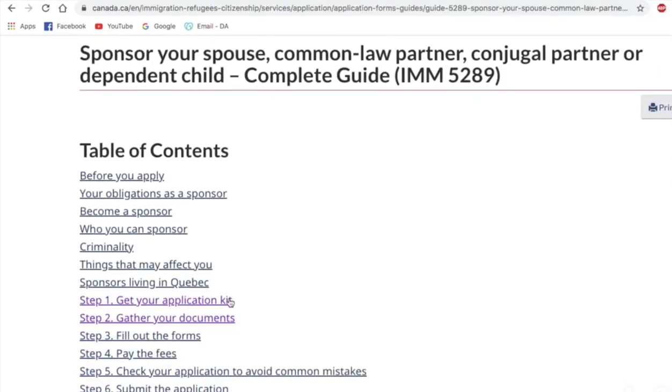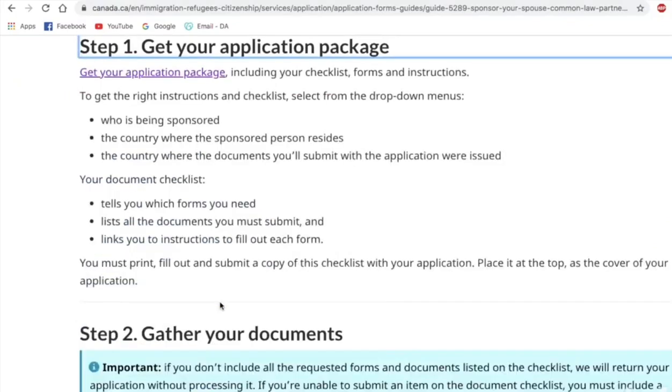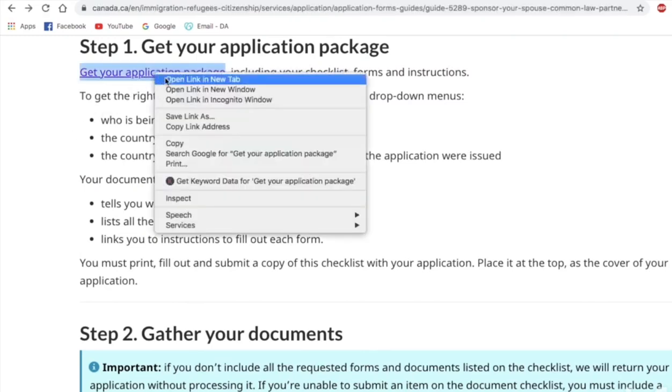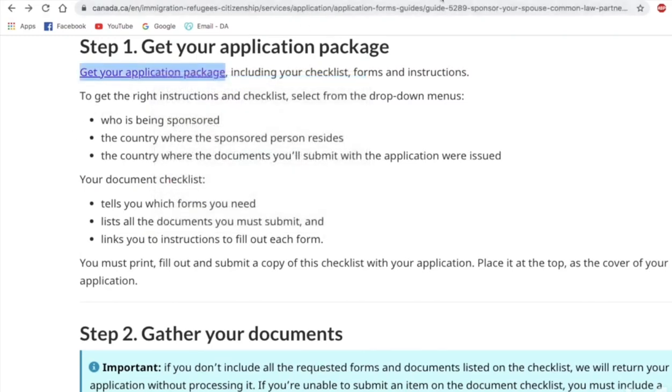Okay, so scrolling up here, which documents do you need? Just click on this one, get your application kit. When you click on this one, it comes over to this section here. Here they have given one more link which will take you to your application package. So I will open this in a new tab and let's see what's in there.